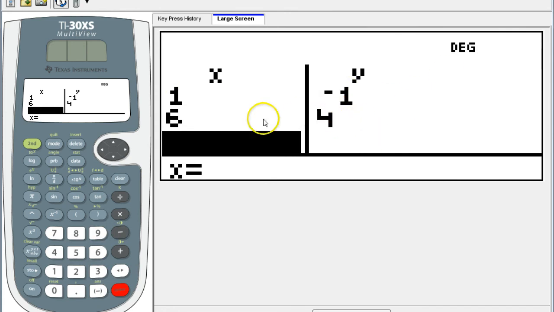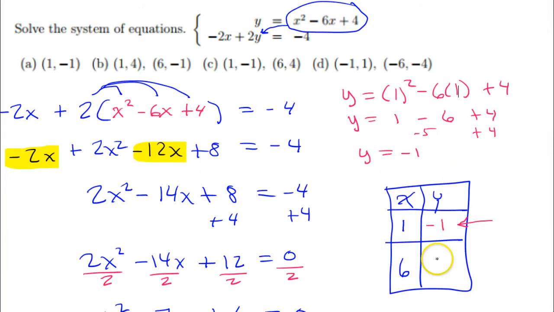So you can use your calculator. So I've got negative 1 and 4. I found the negative 1 the long way a minute ago, but now I have the 4 as well. So these are the solutions. 1 comma negative 1 and 6 comma 4. These are the points of intersection. Now let's look for them. 1 comma negative 1. Oh, that's it? That's all you got? That's not it. 1 comma 4. Nope. 1 comma negative 1, 6 comma 4. There you go. The answer is C.